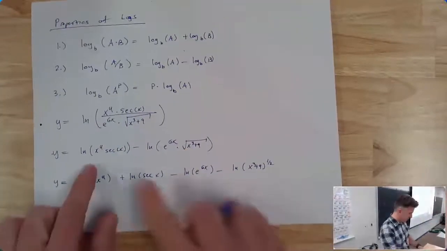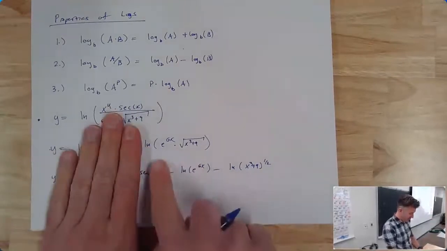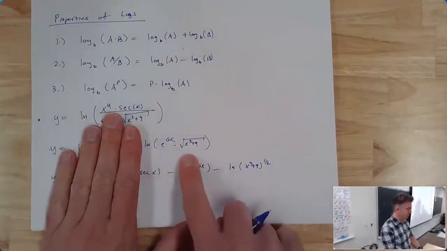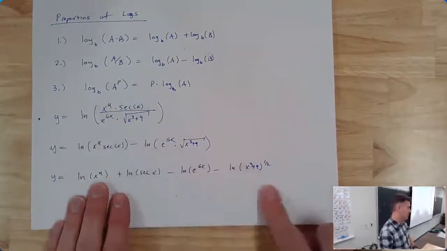And so then when you break up this, you get natural log of x to the fourth plus natural log of secant x. When you break up this, you get natural log of e to the 6x plus natural log of the square root of x cubed plus 9. And then you have to distribute the minus sign to each of those pieces. So that's why they're both negative.